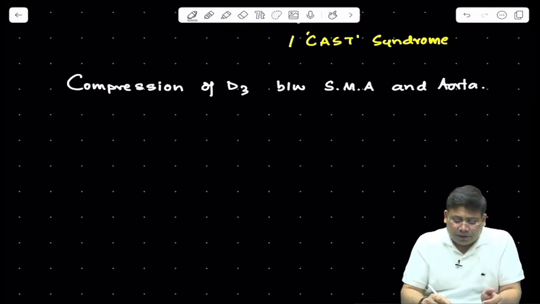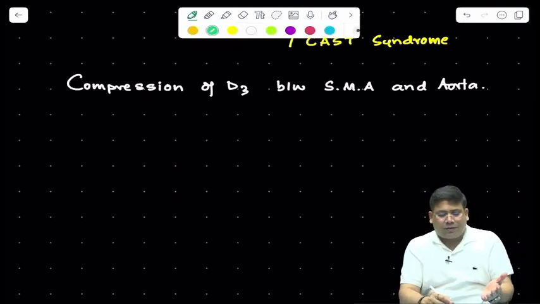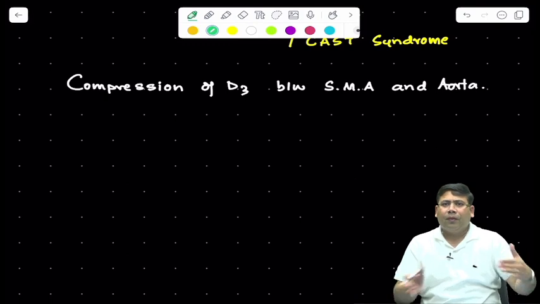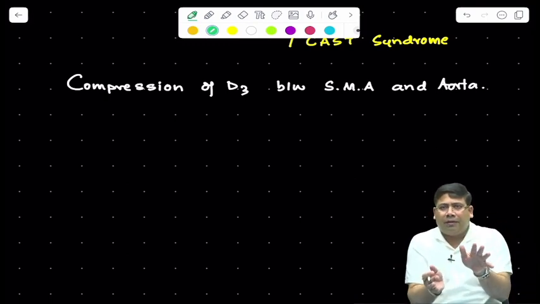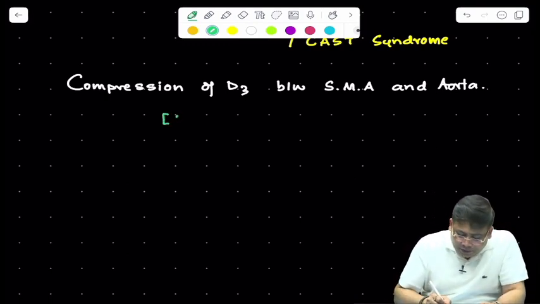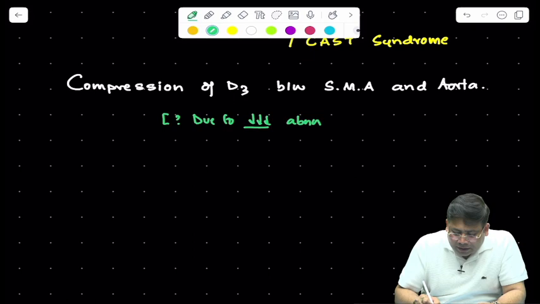And why does this compression happen? Because if you see, this is the normal route of the duodenum, that it is lying in between the SMA and the aorta. The answer is due to an abnormal decrease in the aortomesenteric angle. Now this is what is very important.